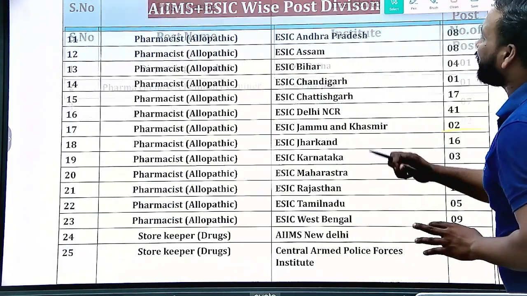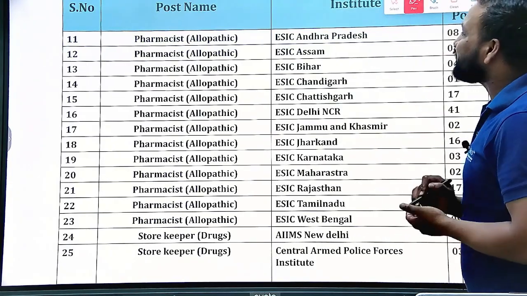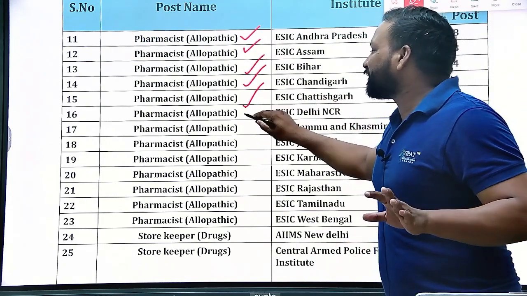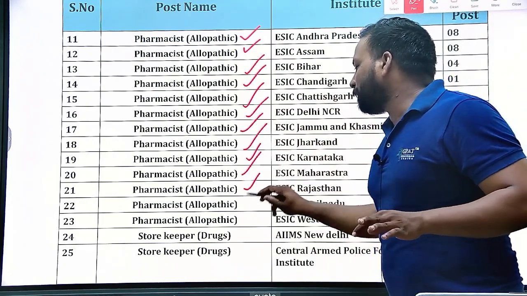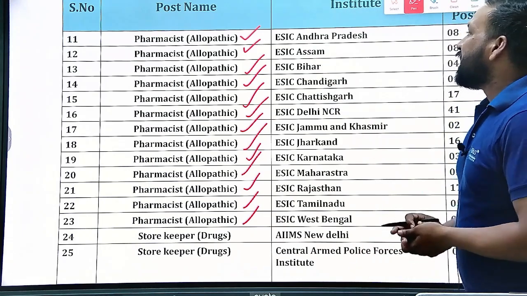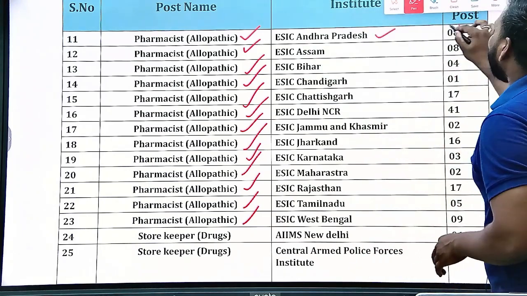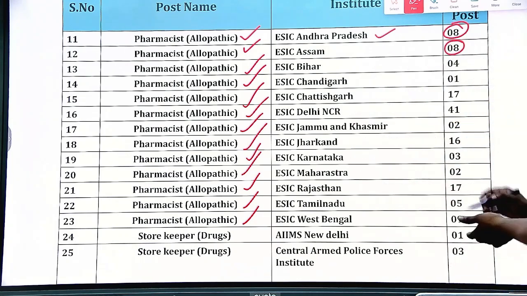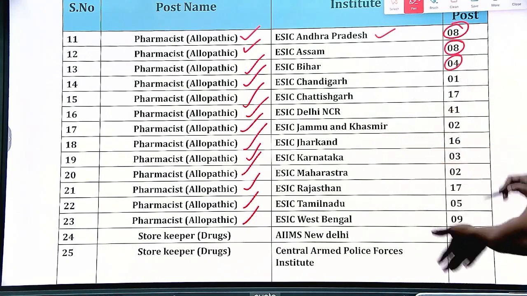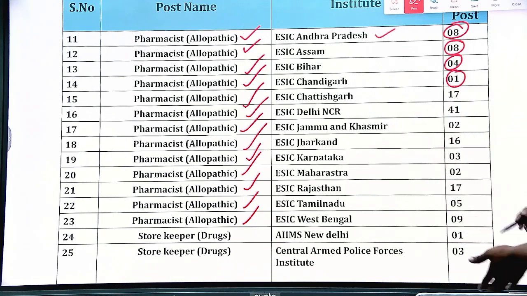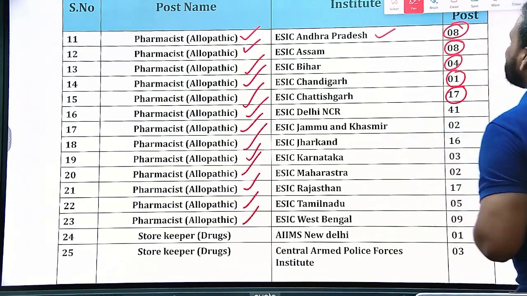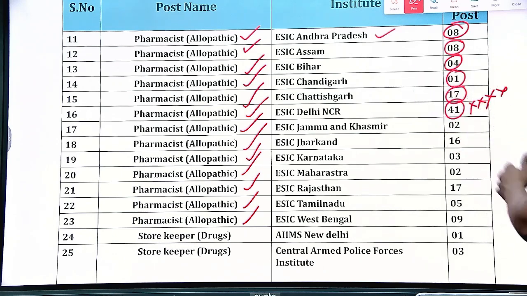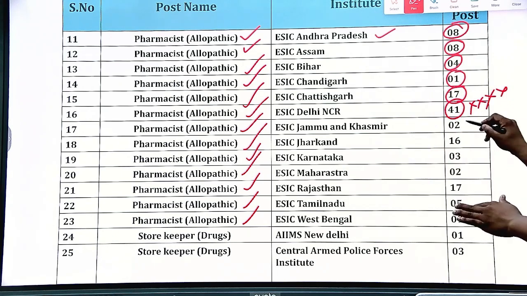Coming to the ESIC, most of the ESIC has allopathic specialization or allopathic posts. All these are allopathy. So let us see: in ESIC Andhra Pradesh we are having 8 vacancies, ESIC Assam 8 vacancies, ESIC Bihar 4 vacancies, Chandigarh 1 vacancy, Chhattisgarh 17 vacancies, Delhi NCR 41 vacancies, and Jammu Kashmir 2 vacancies.